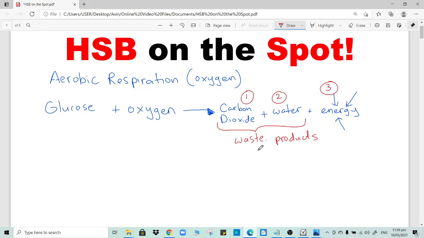And your body will need to get rid of them eventually, right? We'll talk a little bit about that in a little while, like how your body will get rid of the carbon dioxide and the water. The body needs to get rid of these, and what I'm referring to obviously is the carbon dioxide and the water. All right, so let's move on now. So that's basically aerobic respiration.